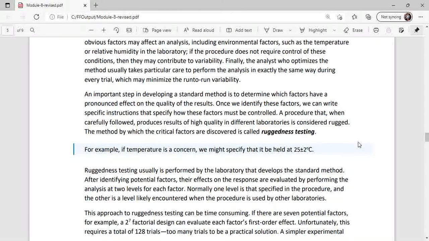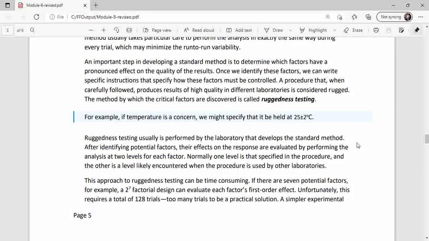Ruggedness testing is usually performed by the laboratory that developed the standard method after identifying the potential factors. Their effect on the responses is evaluated by performing the analysis at two levels for each factor. Normally, one level is the one specified in the procedure and the other is likely to be encountered when the procedure is used by other laboratories. This approach to ruggedness testing can be time-consuming if there are 7 potential factors.